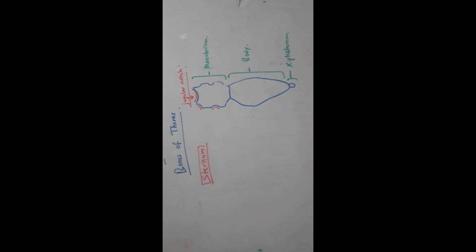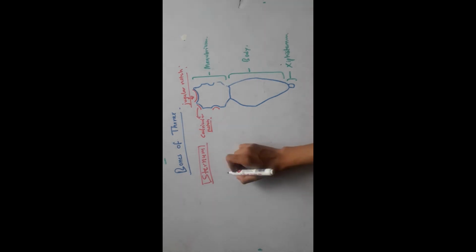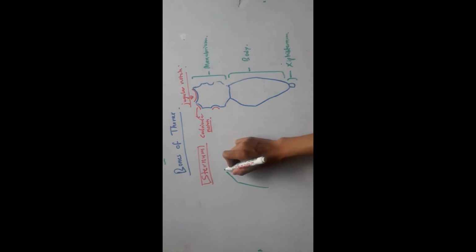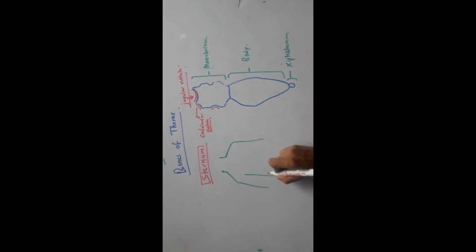And then the second notch is called the clavicular notch. There is a bone in your body that is called the clavicle. So let me draw the chest again. This is your chest. This is your sternum.